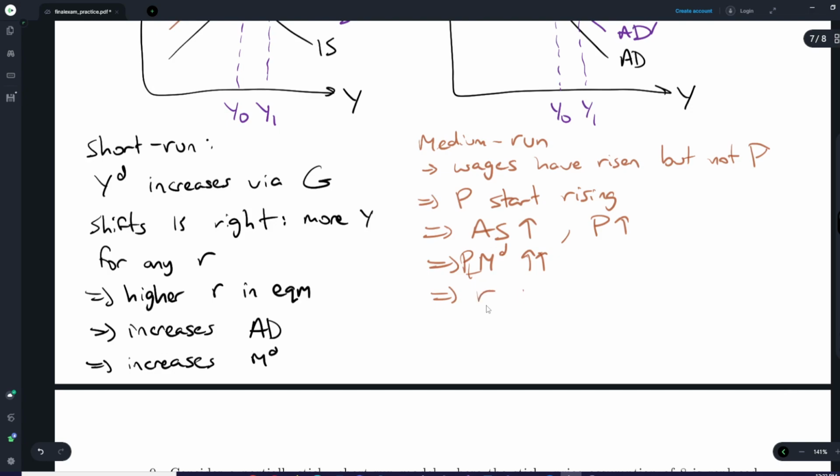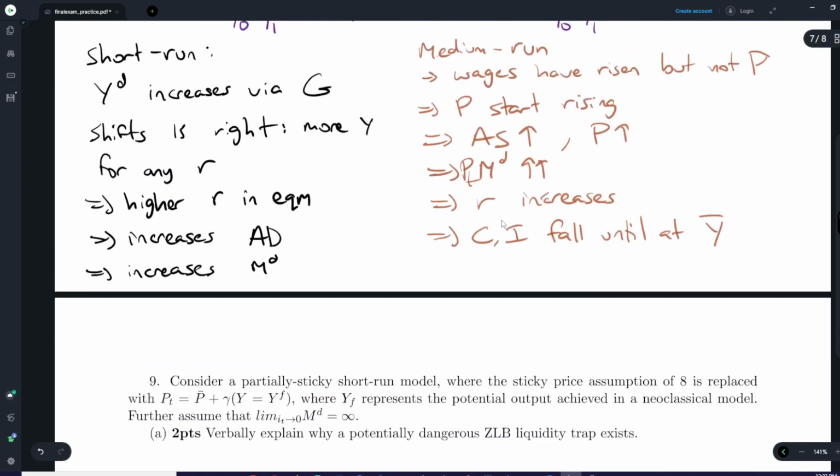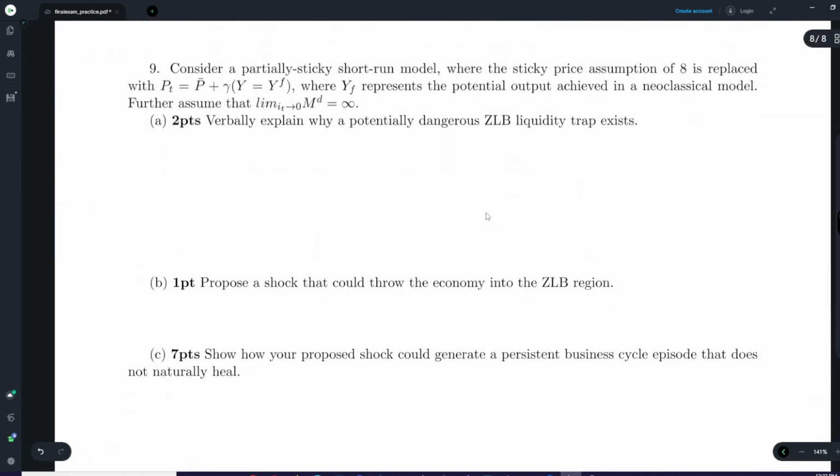So this means that R increases and CI fall until we are at potential output, right? Very briefly. Great. So there would be my complete short run to medium run story. And now we are thinking about a sticky price model.